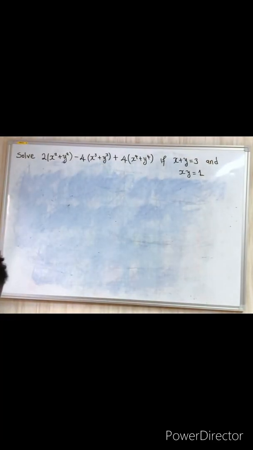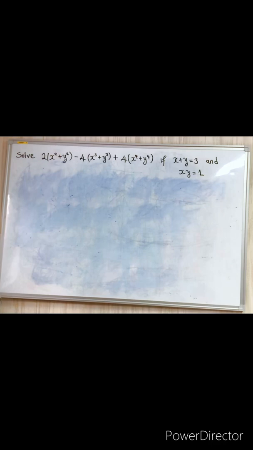Hello, welcome again. Today we have another question. Solve 2(x² + y²) − 4(x³ + y³) + 4(x⁴ + y⁴), if we know that x + y = 3 and x times y = 1.